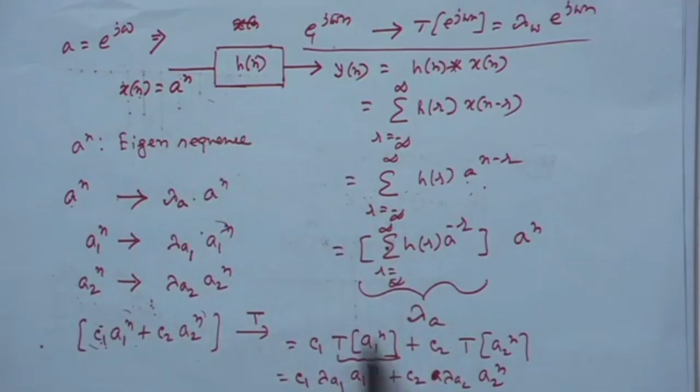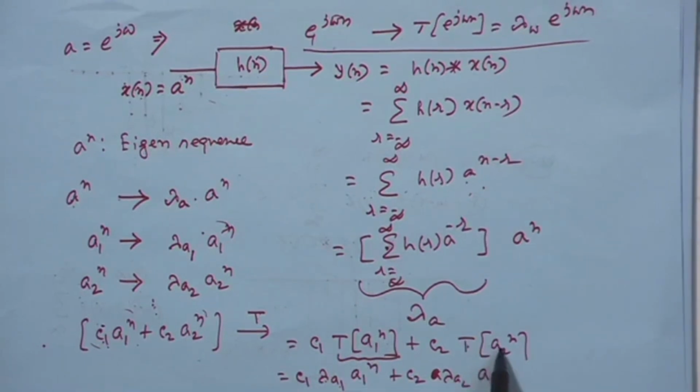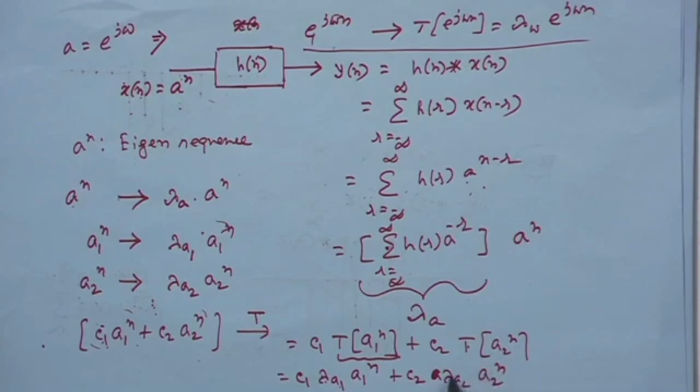I can straight away write in terms of eigen function, because this is eigen sequence a 1 to the power n. So, I know it will come back as it is, a 1 to the power n, just multiplied by an eigenvalue, that is scalar constant lambda a 1. Similarly, T of a 2 to the power n, I do not have to calculate. It will be same as a 2 to the power n, because this is an eigen sequence. Just the amplitude will change, it will be lambda a 2.